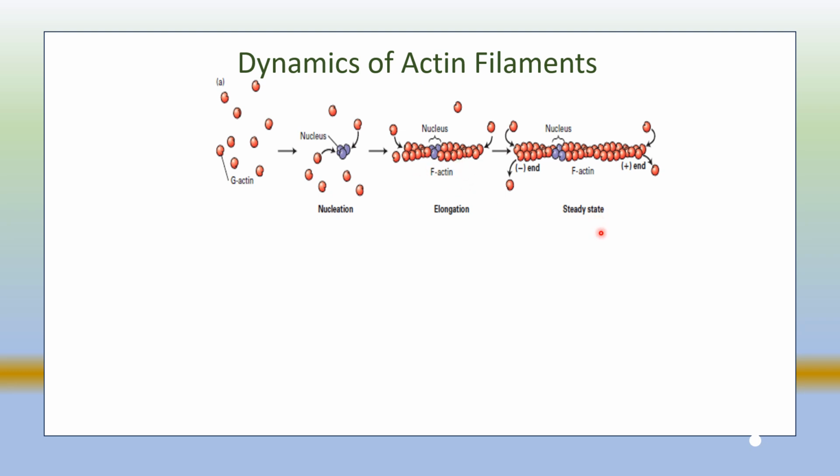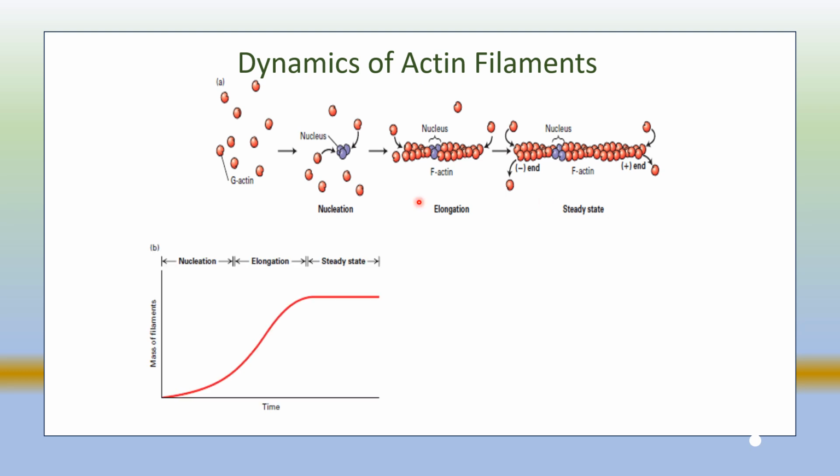Similarly, the process goes on until it reaches a steady state. At the steady state, you can see there is a polarity in the actin filaments. As the G actins go on adding to the plus end, at the minus end you will see depolymerization. That means each G actin is liberated from the negative end. This is called the steady state. This is how the process happens.